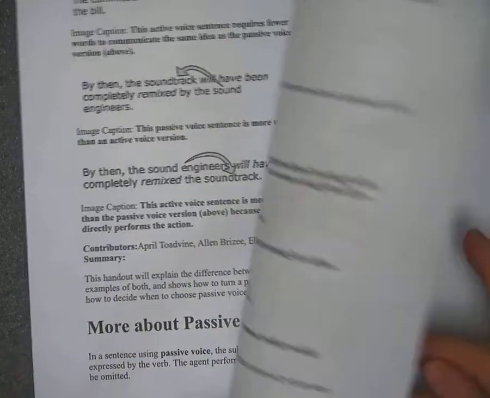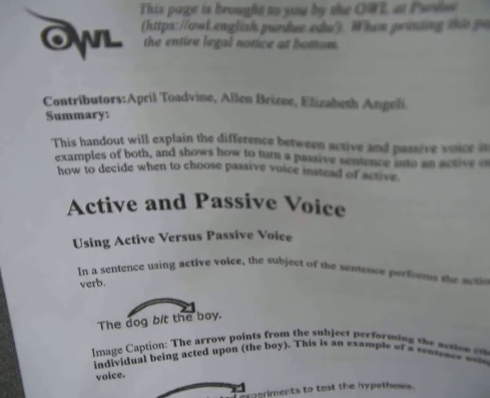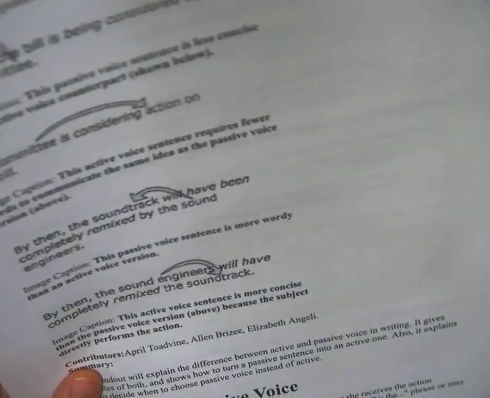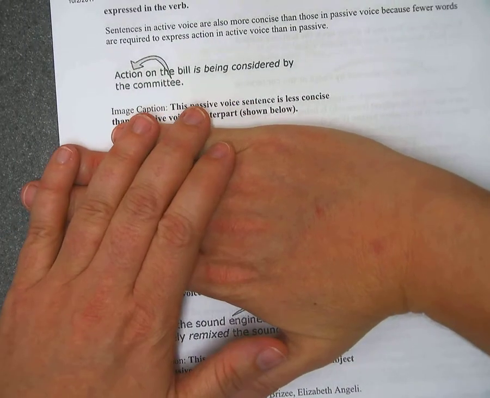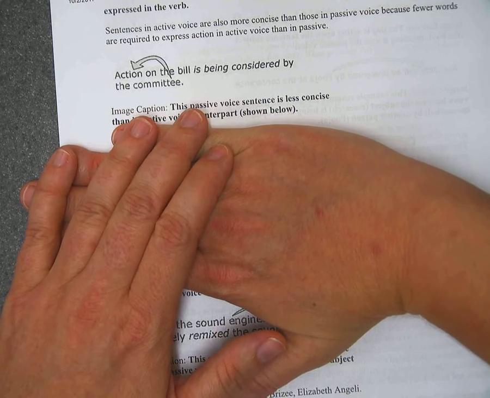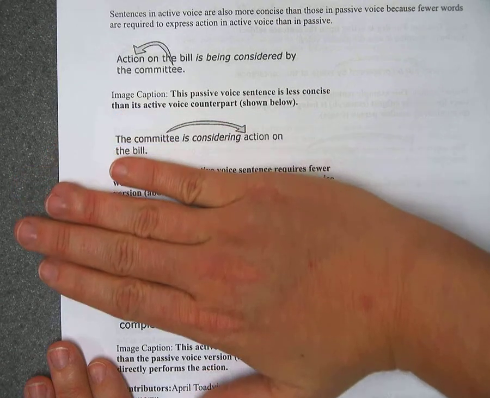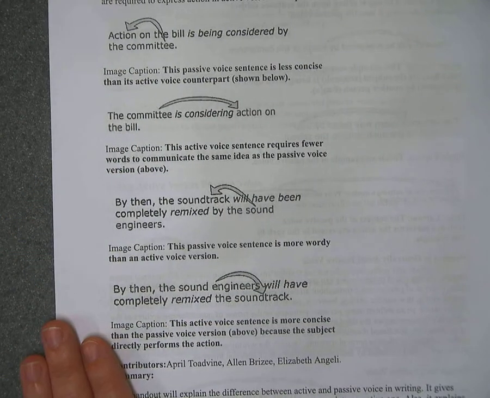Let's look at some more sentences. Okay. So if we look at this sentence, action on the bill is being considered by the committee. To change that to active, I would write the committee is considering action on the bill. Do you see how we changed that up? Okay.